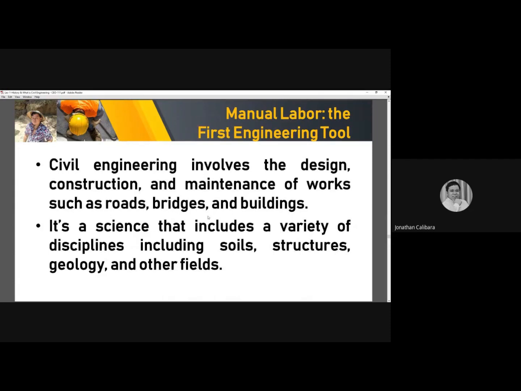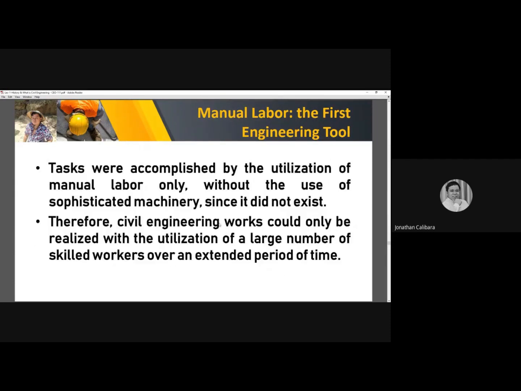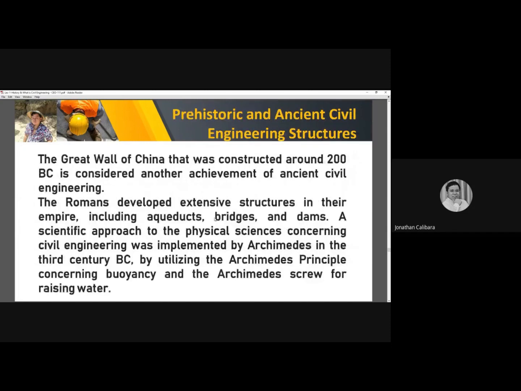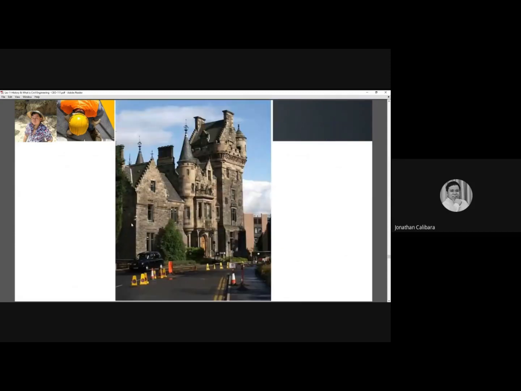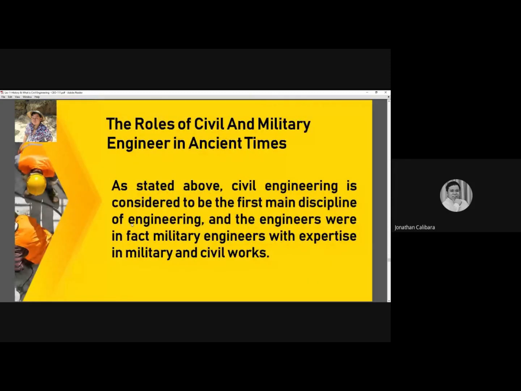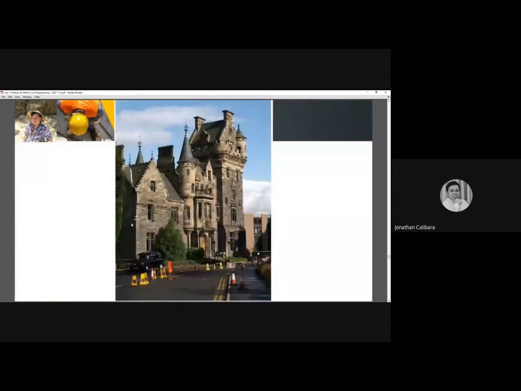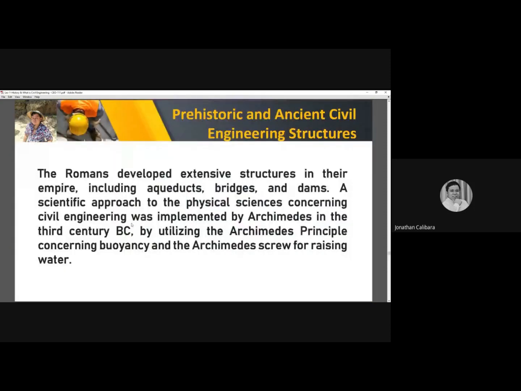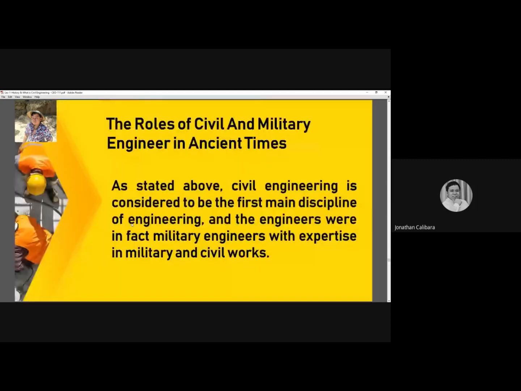Next slide, it might be appropriate to assume, it repeats. I did not check, so some of these are repeats from other classes. Next slide: the roles of civil engineering in ancient times. As stated above, civil engineering is considered the first main discipline of engineering. Modern engineers were, in fact, military engineers who had expertise in military and civil works.